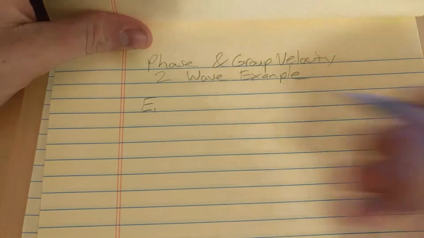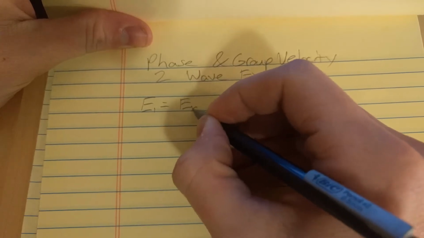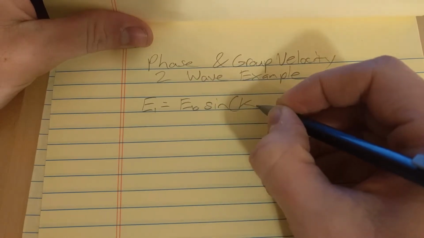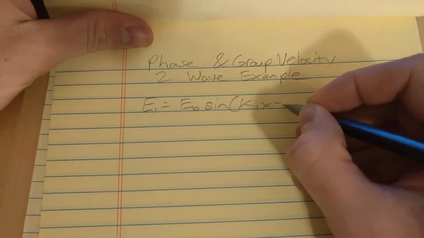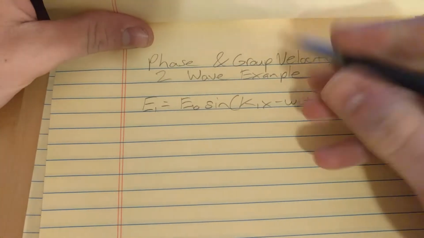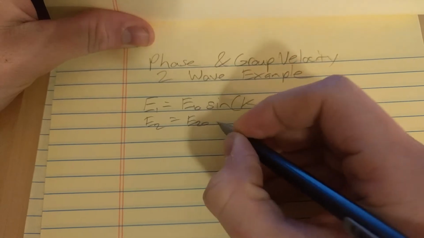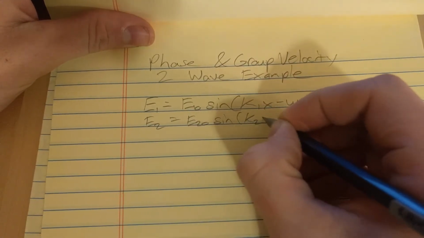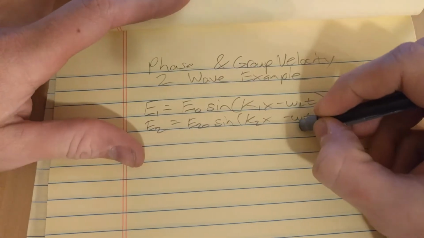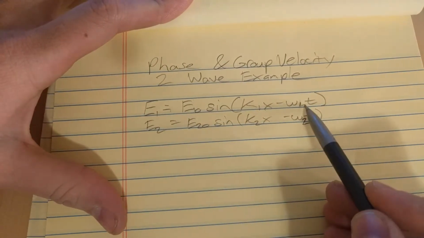We're going to call the first wave E1, and we're going to say that it has some amplitude, E10, and a time varying term, sine k1x minus omega 1t, and we'll have E2 is E20 sine k2x minus omega 2t. Keep getting that one wrong. Okay. If it has the subscript 1, the k has the 1, the omega has 1.